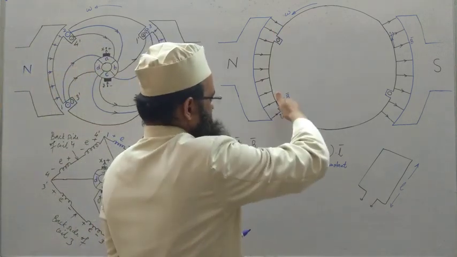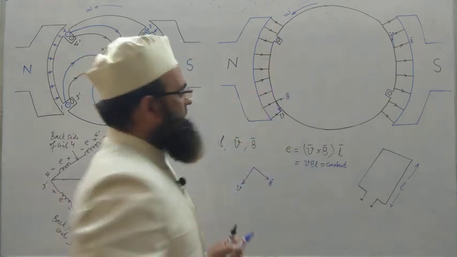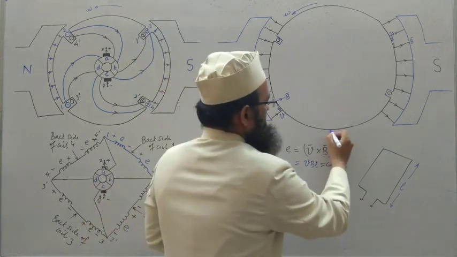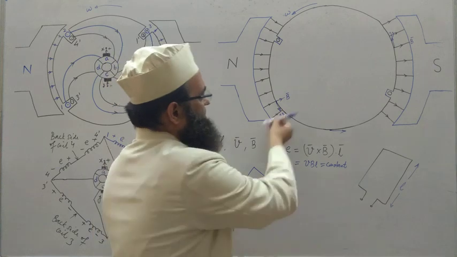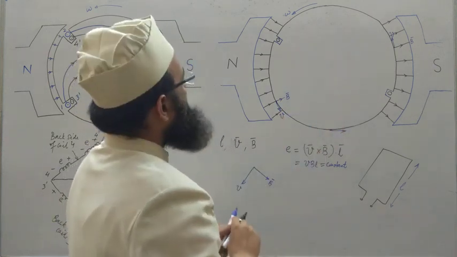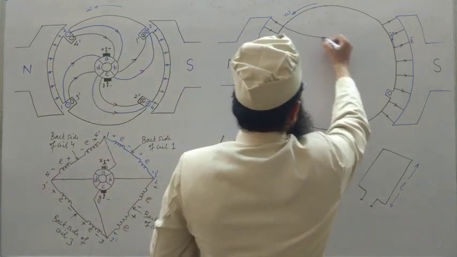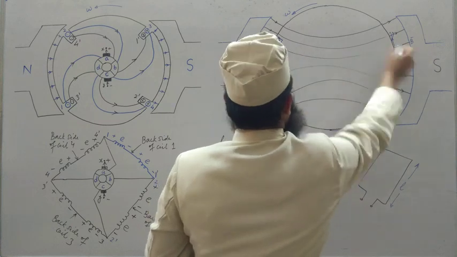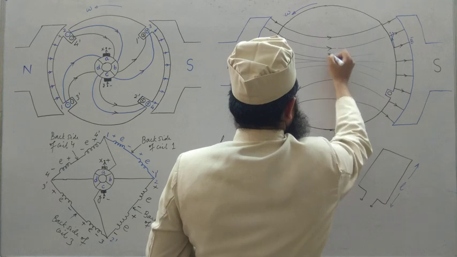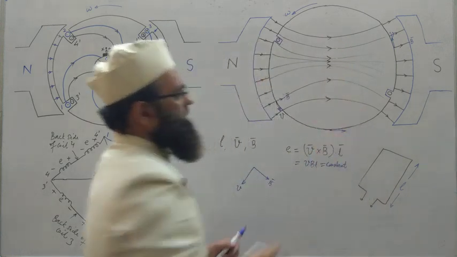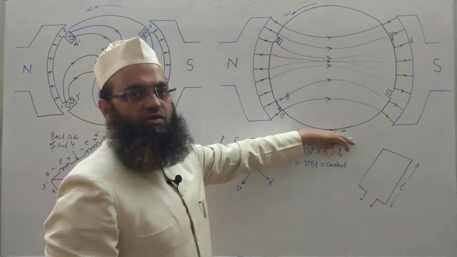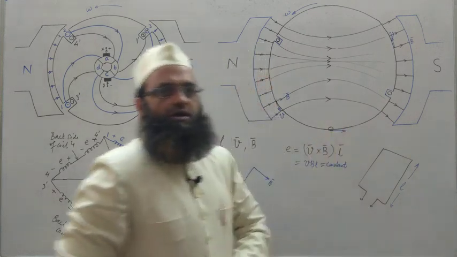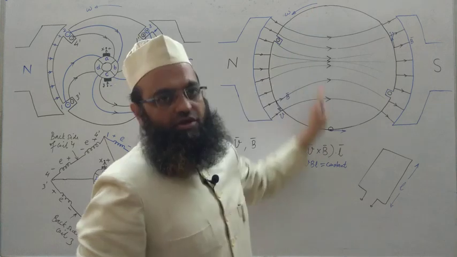When this conductor reaches here, throughout from here to here, the EMF induced is E. As soon as it crosses this position, suppose the conductor reaches this position, the direction of velocity will be this, and the magnetic field direction will also be like this. See, following the minimum path, you may observe that under the interpolar region, the direction of B is along the direction of V. So the cross product will be sin 0, which makes it 0. That's why the EMF induced in the conductor along the magnetic neutral axis will be 0.